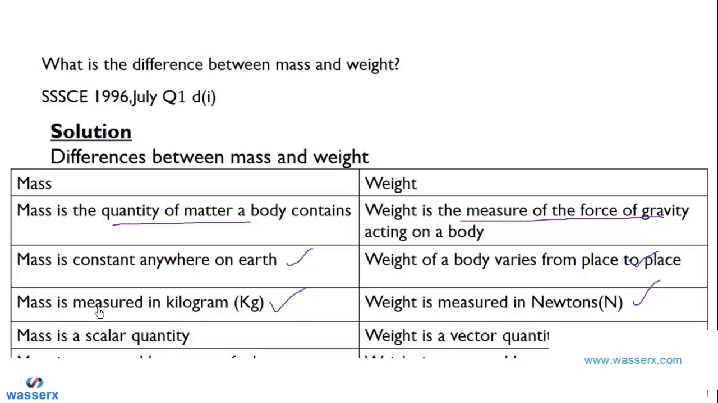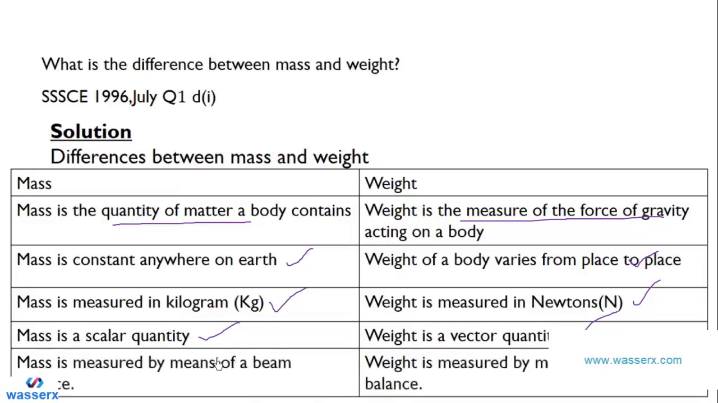Then we have mass being a scalar quantity and weight being a vector quantity. And last but not least, mass is measured by means of a beam balance, but weight is measured by means of a spring balance.